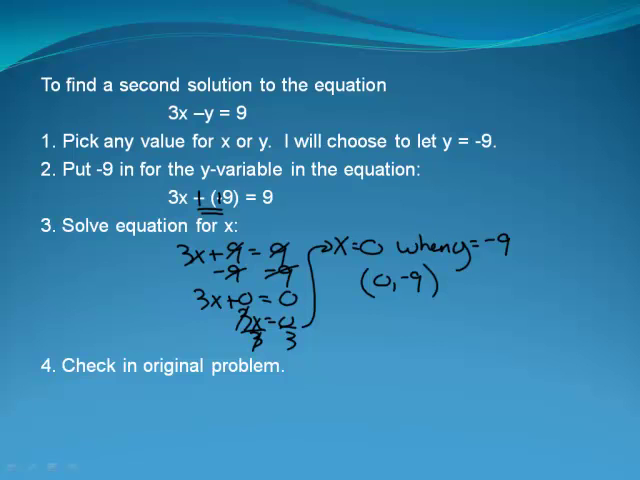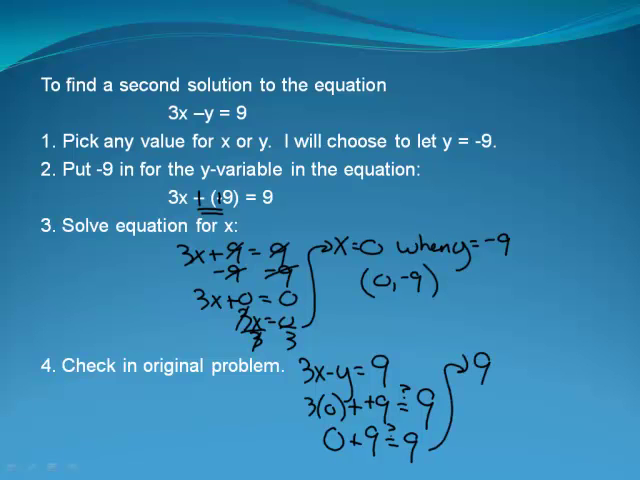Now to check, you're going to take the original problem before you did anything with it. We've got 3x minus y equals 9. We're going to let x be 0, and we're going to let y be negative 9. And our question is, since we're checking, is that really 9? 3 times 0 is 0. Minus a negative is the same as adding a positive, so we've got plus 9. Again, is that equal to 9? And 0 plus 9 is just 9. 9 equals 9. And it looks like that solution also checks out.